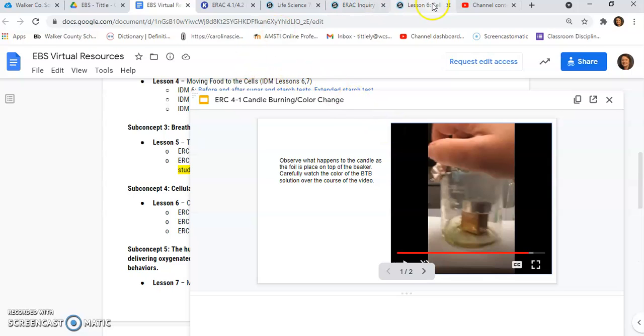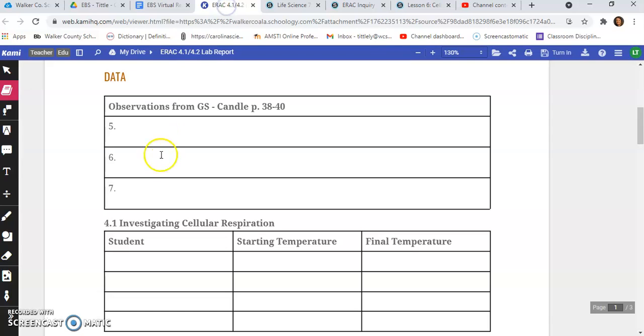Okay. Now, if we go back to our lab report, right here on these 3 blanks, you need to make 3 observations from the video. In class, the kids put the color of the bromthymol blue to start with, and then on the middle line, they talked about what happened to the candle, and then on the last line, they indicated what color the bromthymol blue changed and why.